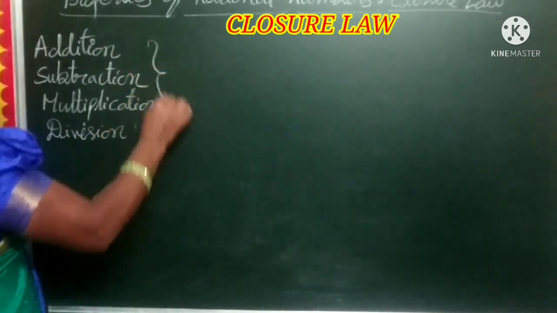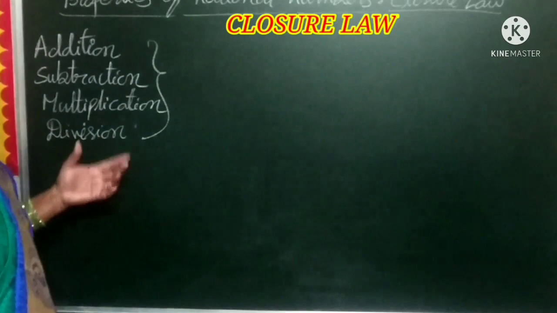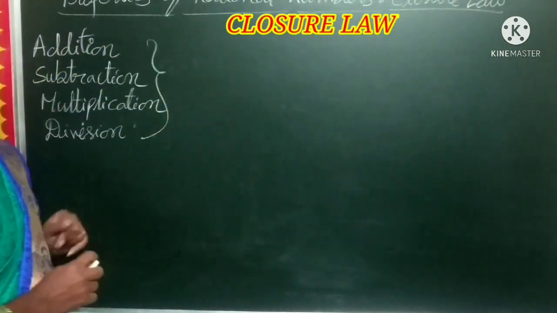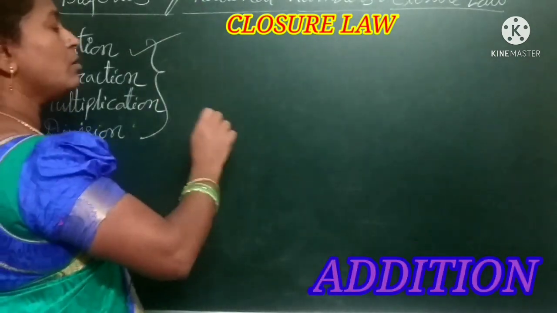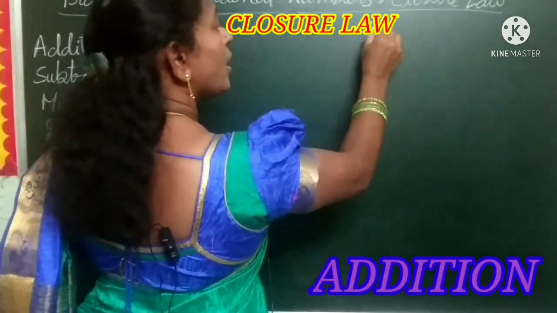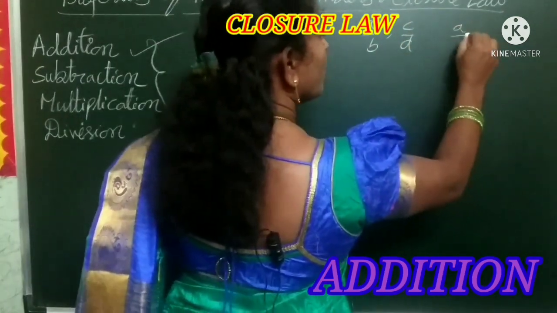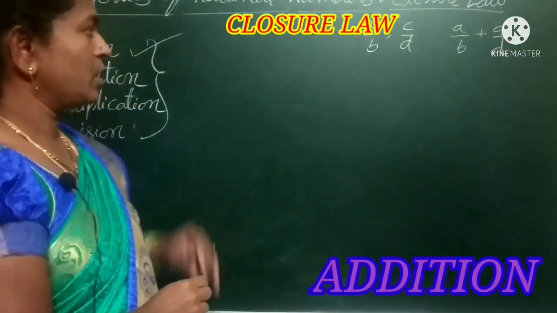So each law has addition, subtraction, multiplication and division. In the closure law we have to learn about these four operations. First one, addition. Addition means that for any rational numbers a by b and c by d, their sum a by b plus c by d is also a rational number. That is the condition, right?